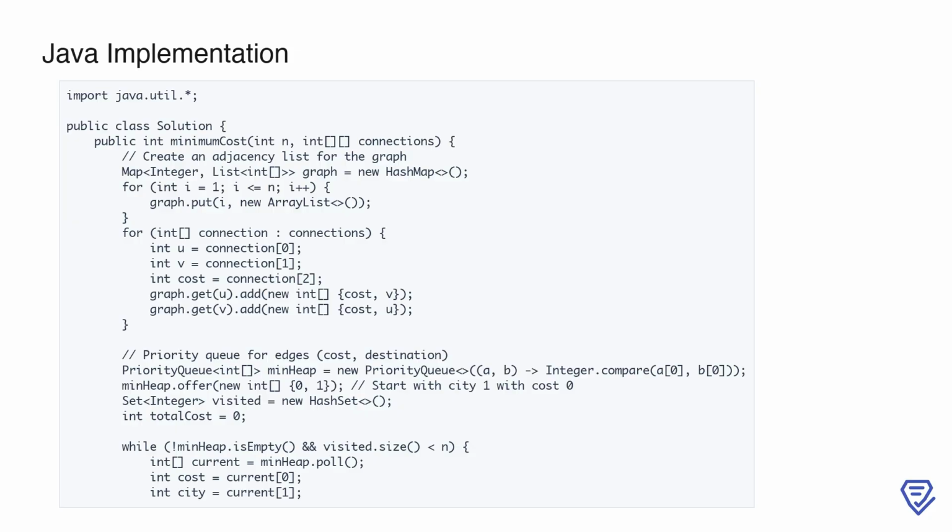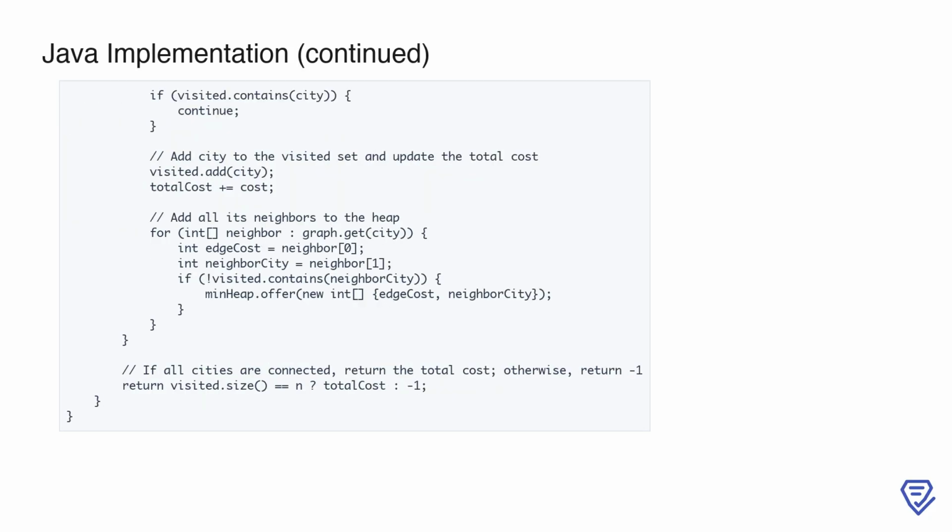The while loop runs as long as the priority queue is not empty and we haven't visited all cities. At each iteration, we extract the edge with the smallest cost from the priority queue. If the city from the extracted edge is already visited, we skip it to avoid cycles. Otherwise, we add the city to the visited set and update the total cost by adding the edge's cost.